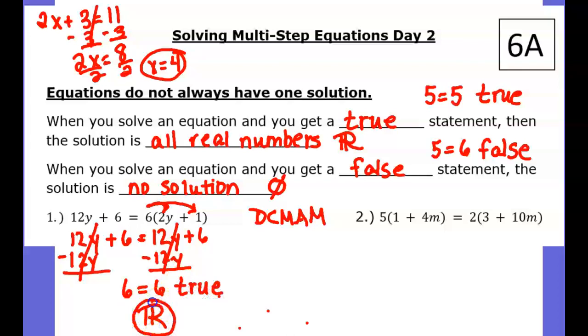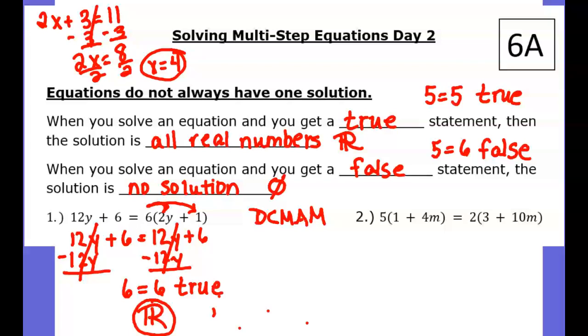That means our answer is all real numbers. And what does that mean? It means that y could be any value. It could be 1, 2, 3, 4, 5. So what it's actually saying, and we'll get into this a little later, is these are actually 2 lines, the 2 equations, and they're actually right on top of each other. They're the same line. So the intersecting point is every point, so it's all real numbers.